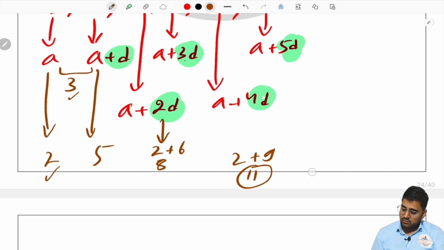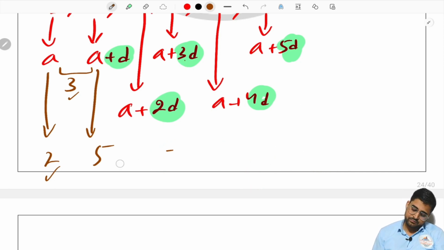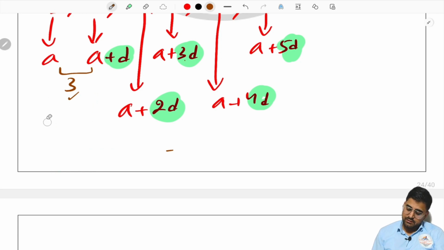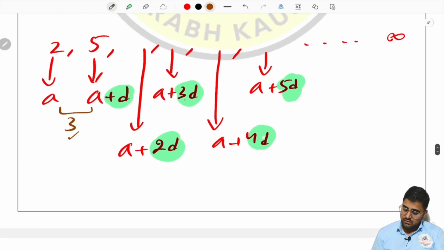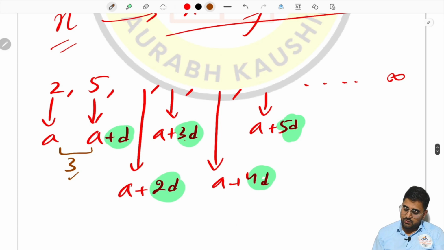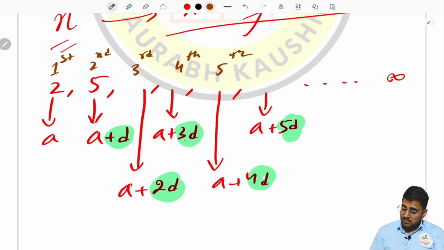One thing you have noticed: this is the first position, the second position, the third position, the fourth position, the fifth position and so on. What you have witnessed is that when you are calculating a certain position, the multiplier of the difference is one less than that position.